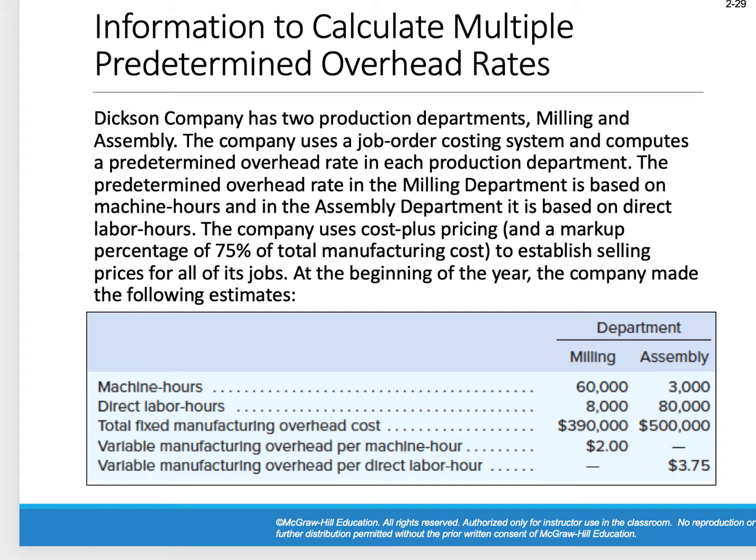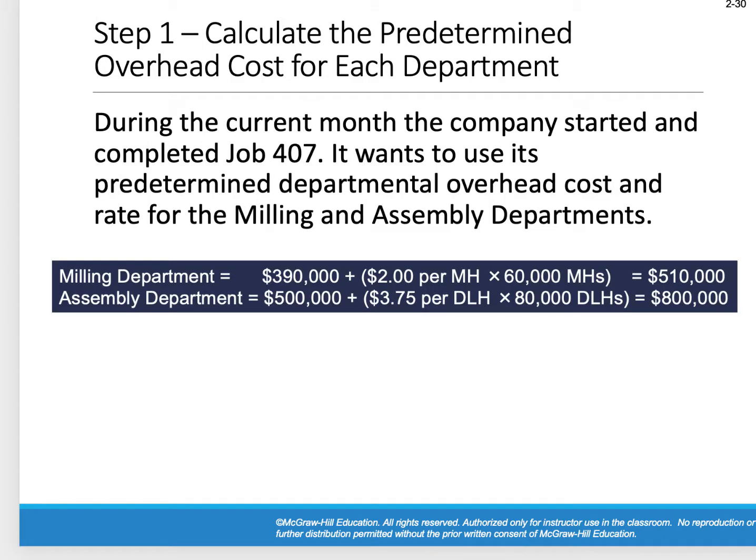Okay, they give us the total fixed manufacturing overhead costs per department. They also give us the variable manufacturing overhead per machine hour, and the variable manufacturing overhead per direct labor hour. So we have all the data we need. So what we need to do, step one: the steps are still the same for the most part. The only difference is we're applying these steps to two departments as opposed to one. The plant-wide is one department, so to speak. So step 1, we have to calculate the predetermined overhead rate for each department.